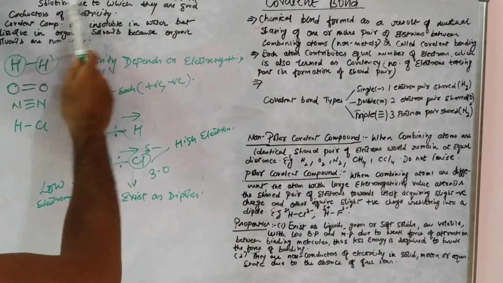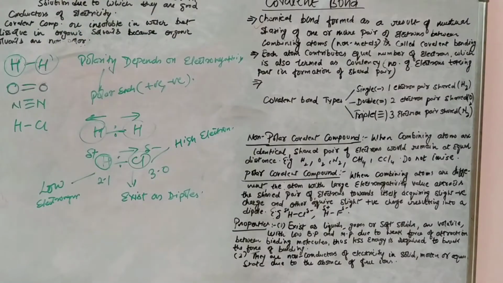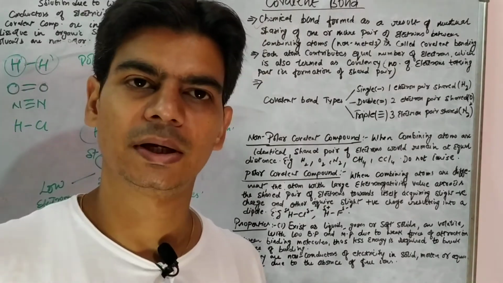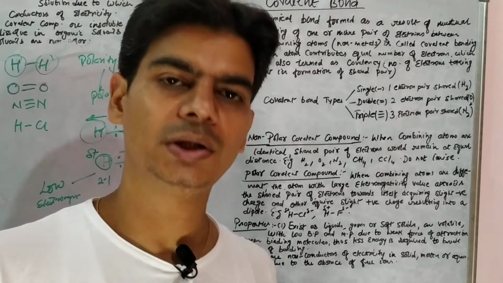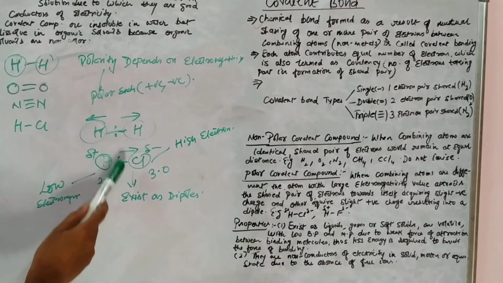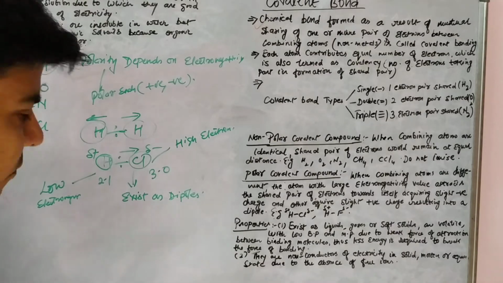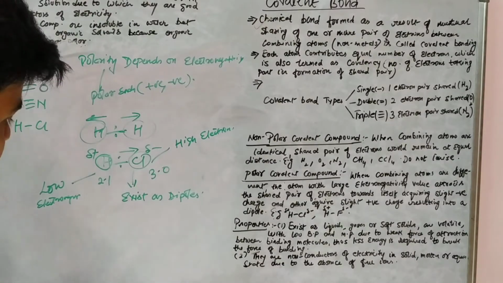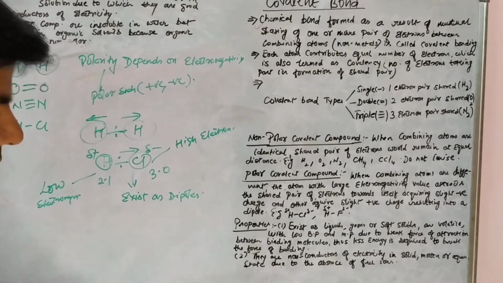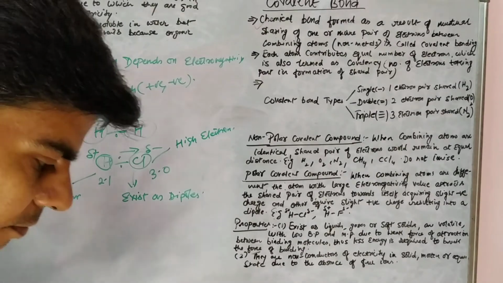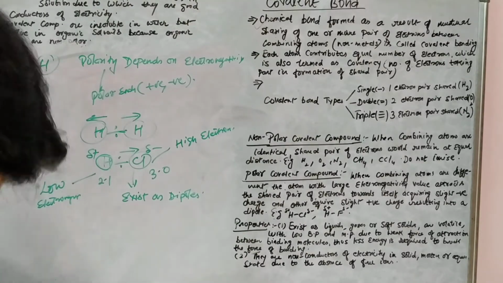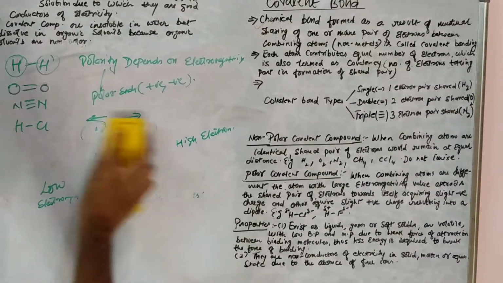And polar covalent compounds ionize in solution, due to which they are good conductors of electricity. We said that non-polar covalent compounds are bad conductors of electricity because they exist as molecules and there are no ions. But in the case of polar covalent compounds like HCl that we have described, when dissolved in water, it exists as ions. It ionizes in water solution, right? Let's quickly see how it ionizes.